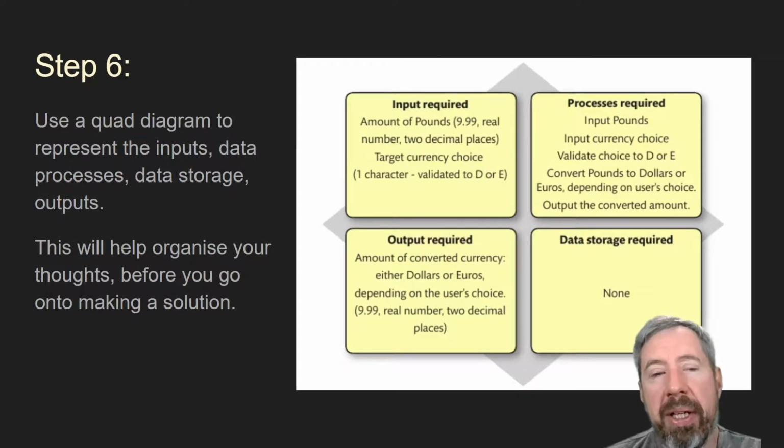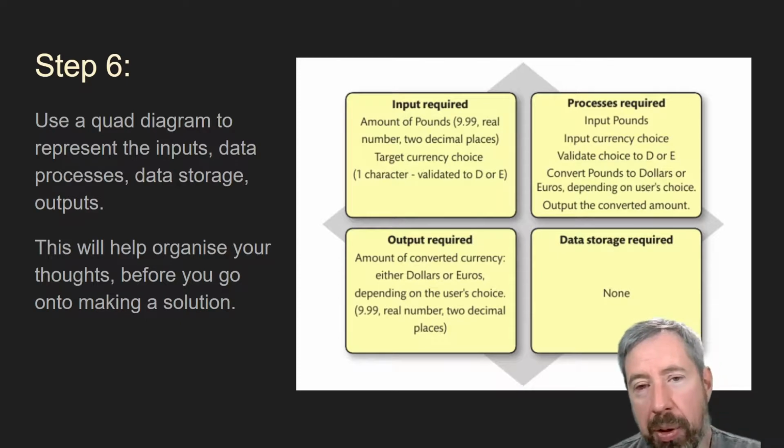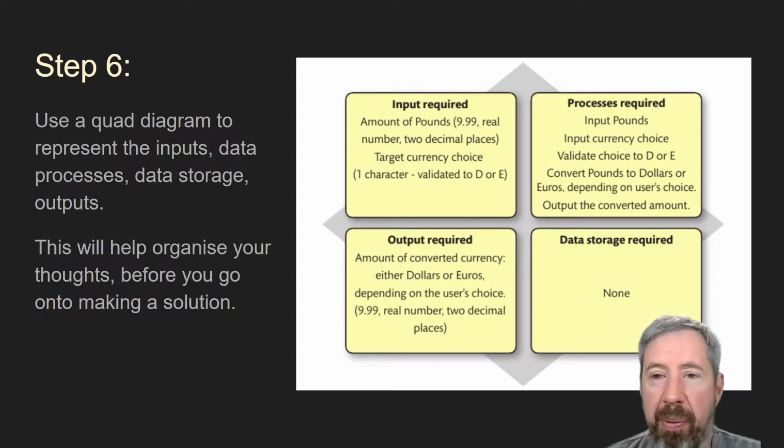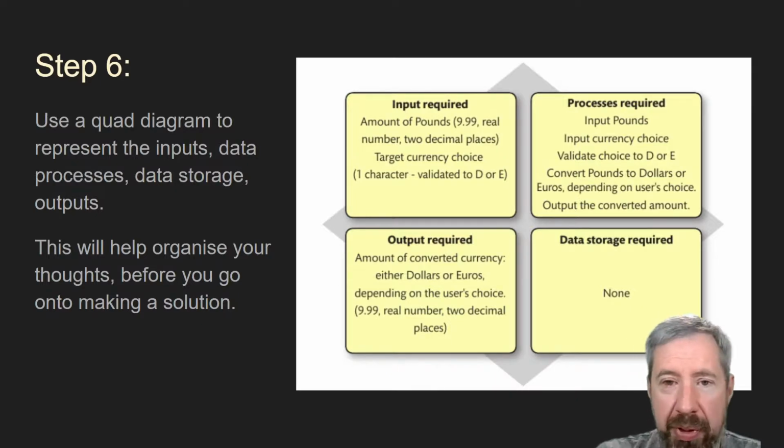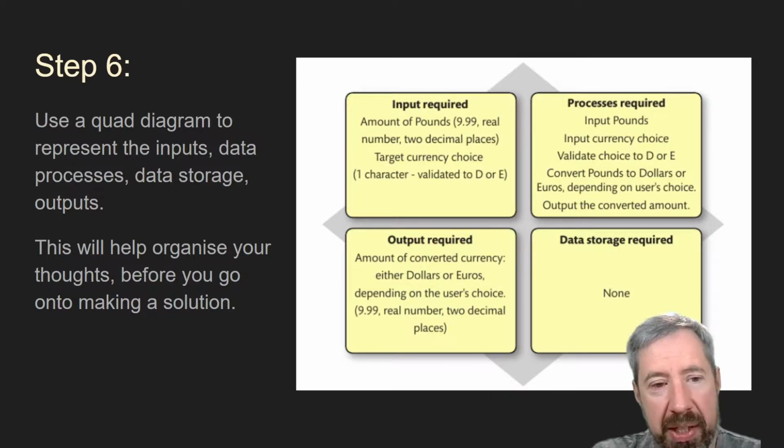So one way we can think about organizing our thoughts is to use a quad diagram. Quad just simply means four boxes to represent the different parts of this process: the inputs, the outputs, the processes, and the data. In each one of these boxes, we'd record what we've just discussed, the inputs, the outputs, and any processes. So that could help you organize what you're going to do before you write the program.